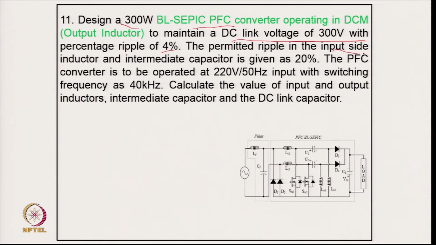The permitted ripple in the input side inductor and intermediate capacitor is given as 20%, and the power factor correction converter is to be operated with an input of 220 volt, 50 hertz, and a switching frequency of 40 kilohertz. Calculate the value of the input and output inductors, the intermediate capacitor, and the DC link capacitor.